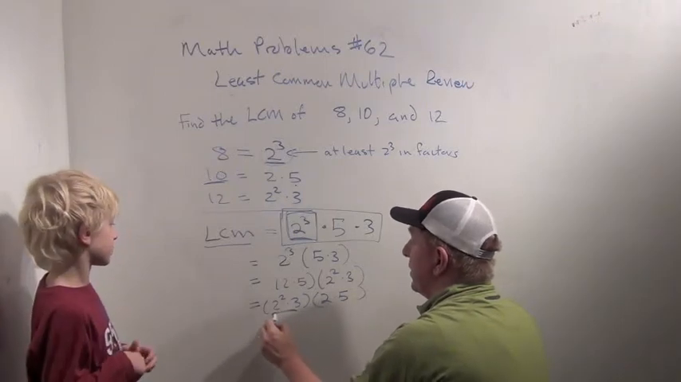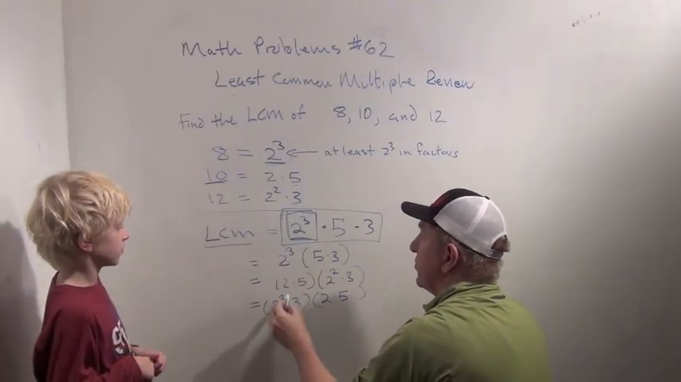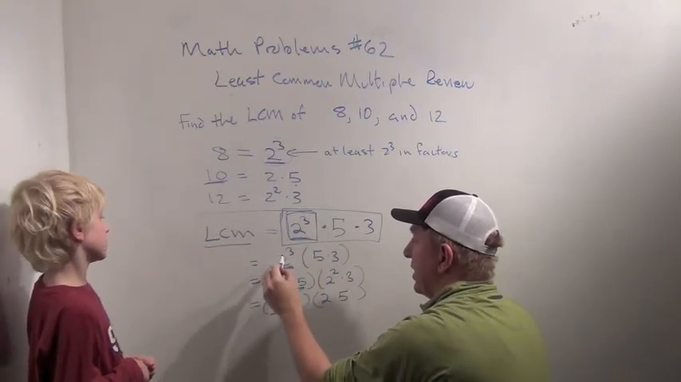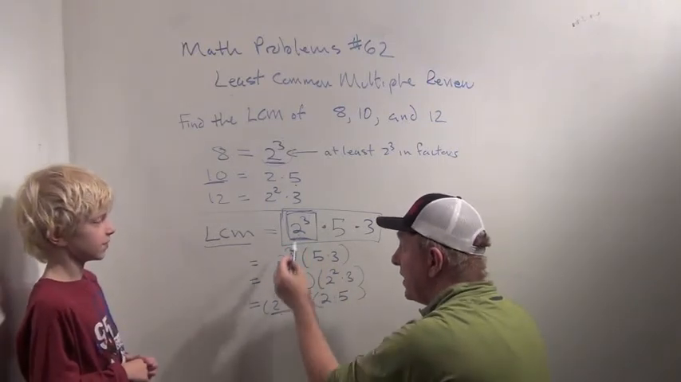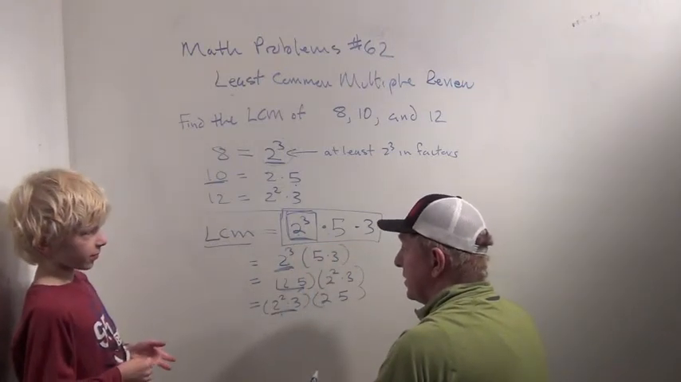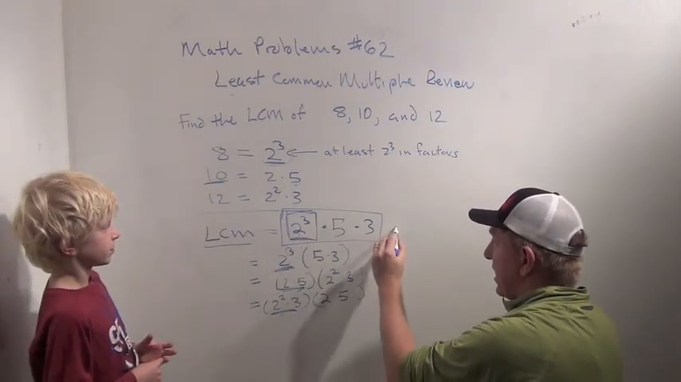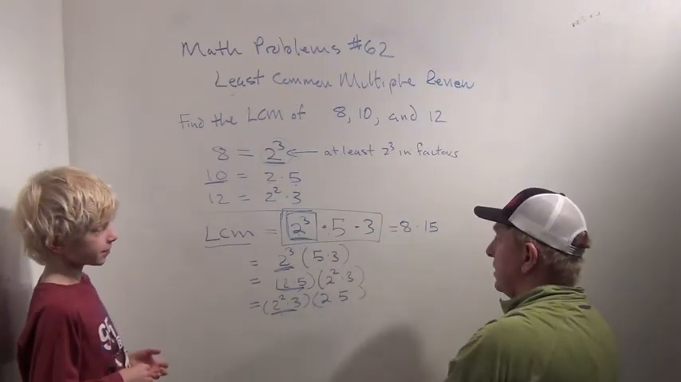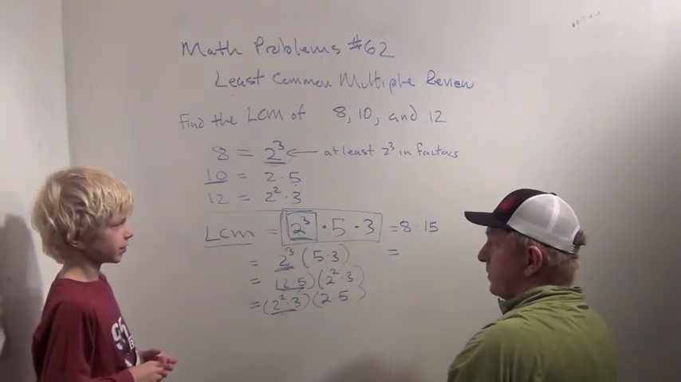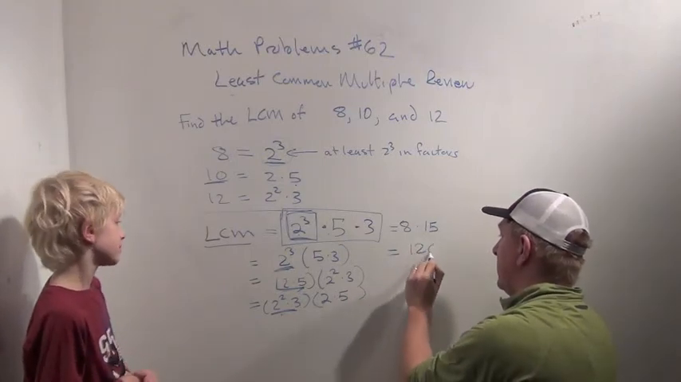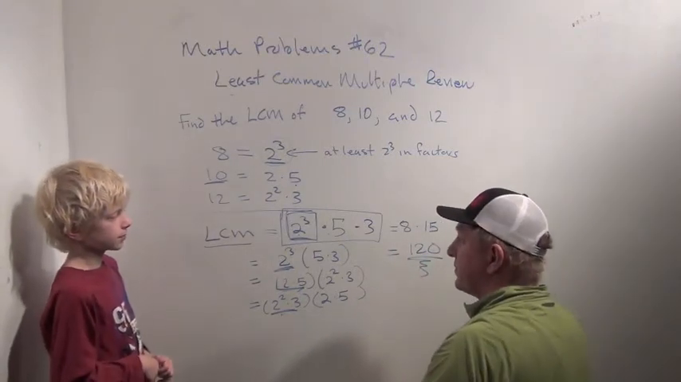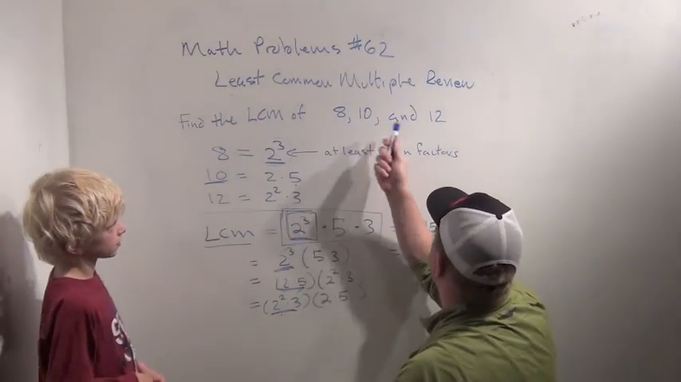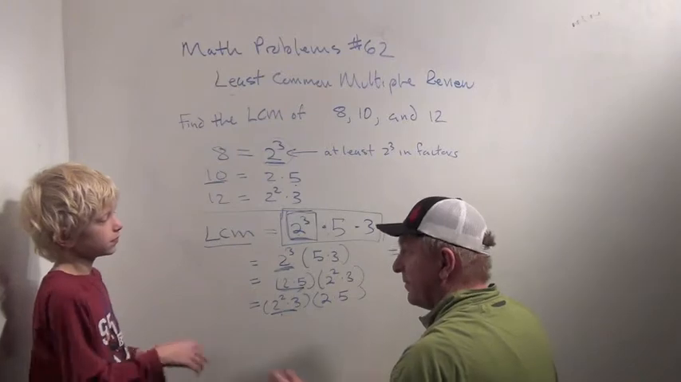So I know here's my 12. I know 12 goes into this. Here's my 10. I know 10 goes into that. And here's my 8. I know 8 goes into it. So this is the least common multiple. Now let's figure out what it is. It's 8 times 15, which is 120. There we go. We figured it out. The least common multiple of 8, 10, and 12 is 120.